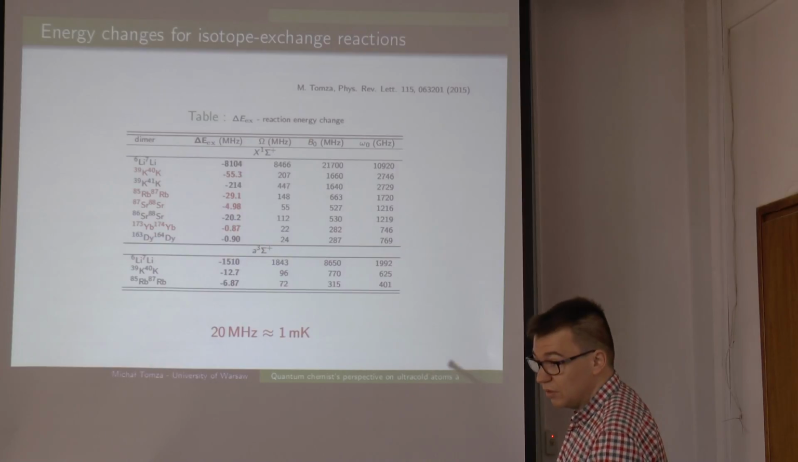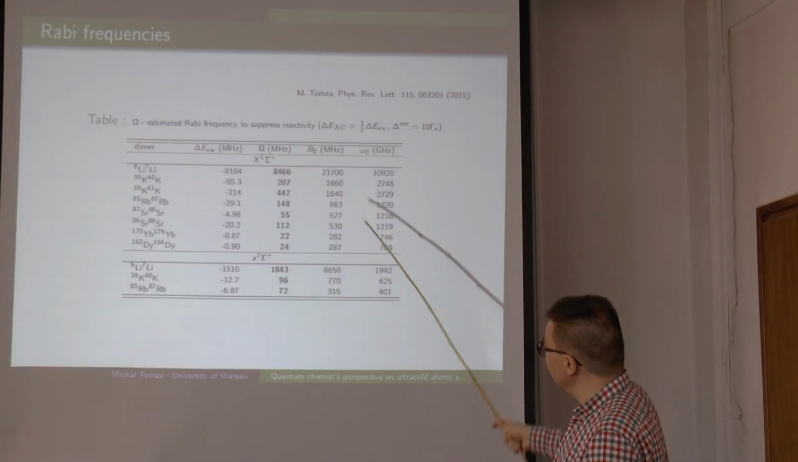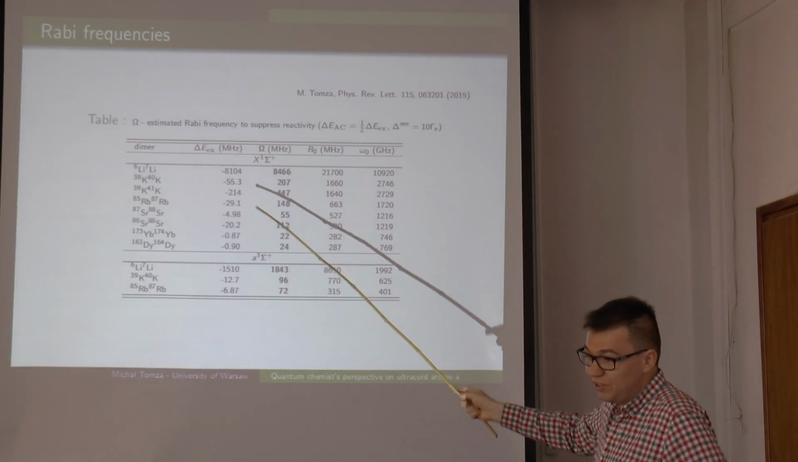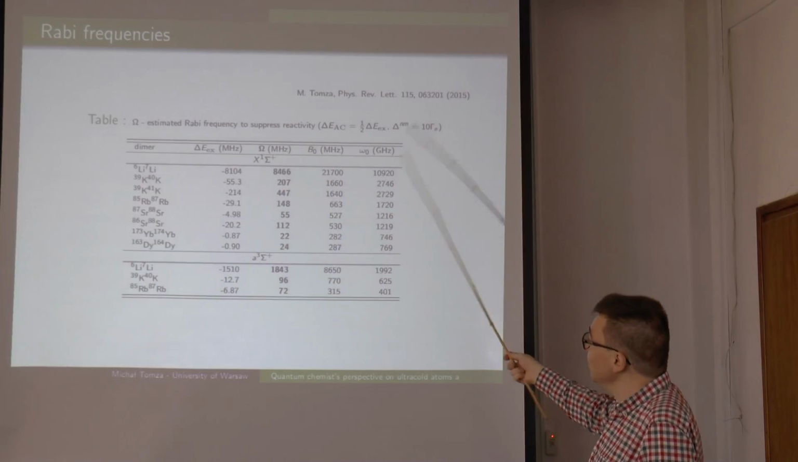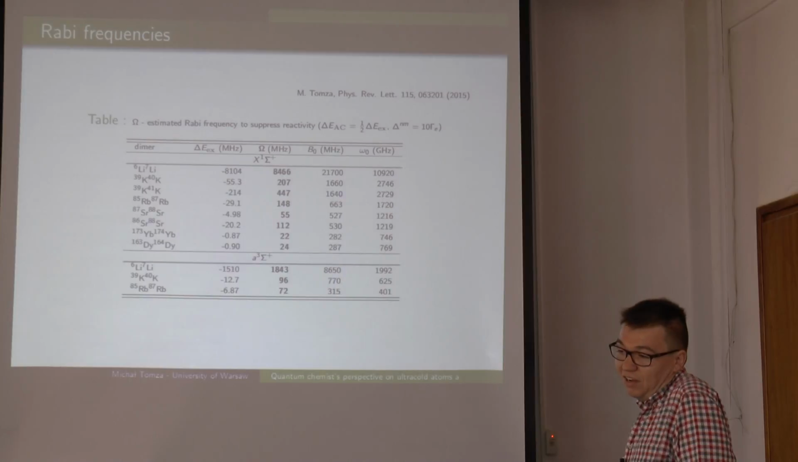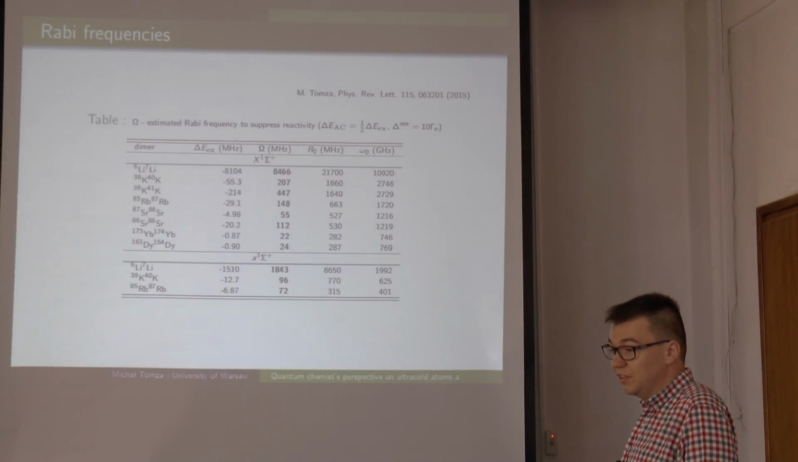What is the intensity of these lasers here? Yes. So this is the next slide. In the next slide, I show the Rabi frequencies needed for this transition, and they are in the tens or hundreds of megahertz. So this Rabi frequency is absolutely in the regime that can be achieved in the experiment.